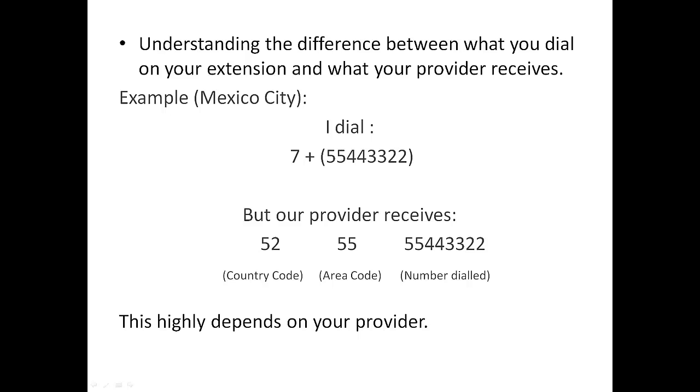So there's a big difference between what you dial on, let's say, your office, which in my case is 7 plus the 8-digit number of my home, and what your provider receives, which in my case is a 12-digit number containing country code, area code, and the 8-digit number I dialed on my office.